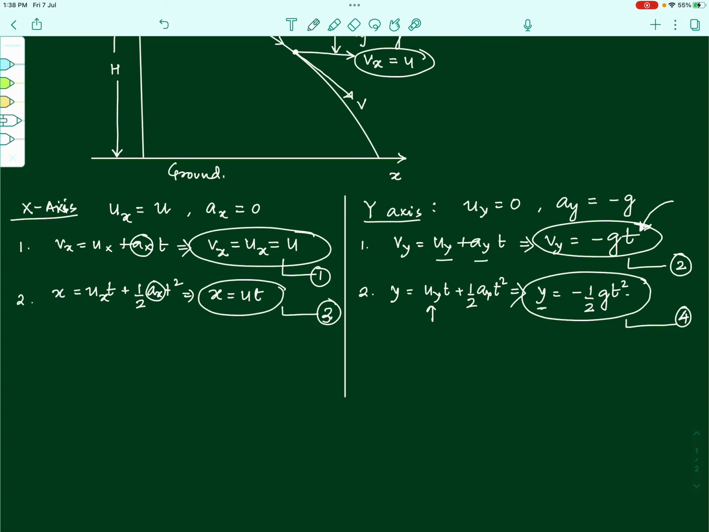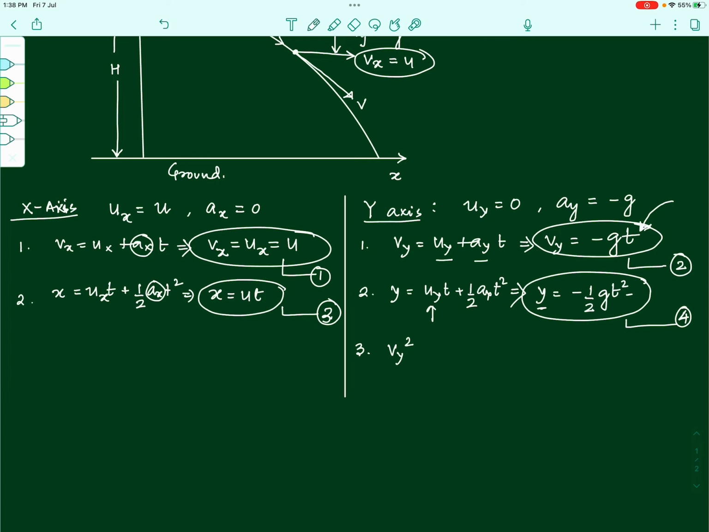Y depends upon square of t, so it will be a curved graph. We shall see that later, that it's actually a parabolic graph. The third equation of motion along the x-axis will not give us any new information, so we won't use it there. We'll directly use it along the y-axis.